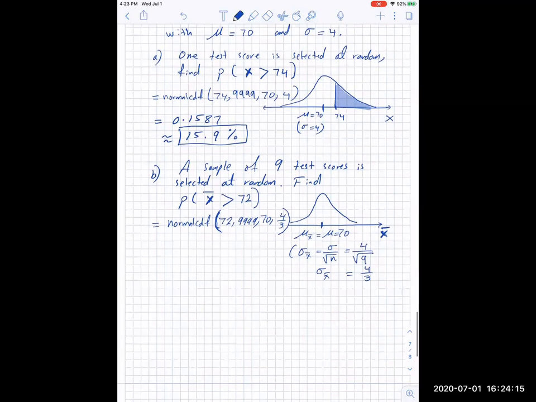So I put these numbers in my calculator. Normal CDF. 72 is the lower limit. Upper limit is 999. The mean is 70, but the standard deviation is 4 over 3. I change the value of sigma, and then I enter, and I get 0.0668, and that becomes 6.7%.